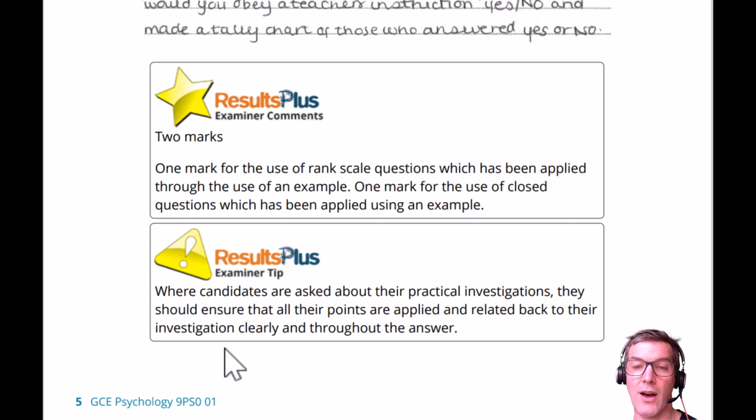So think about answering what the question is looking for, about the types of data in this case, but how can you link everything back to a concrete example from your investigation.